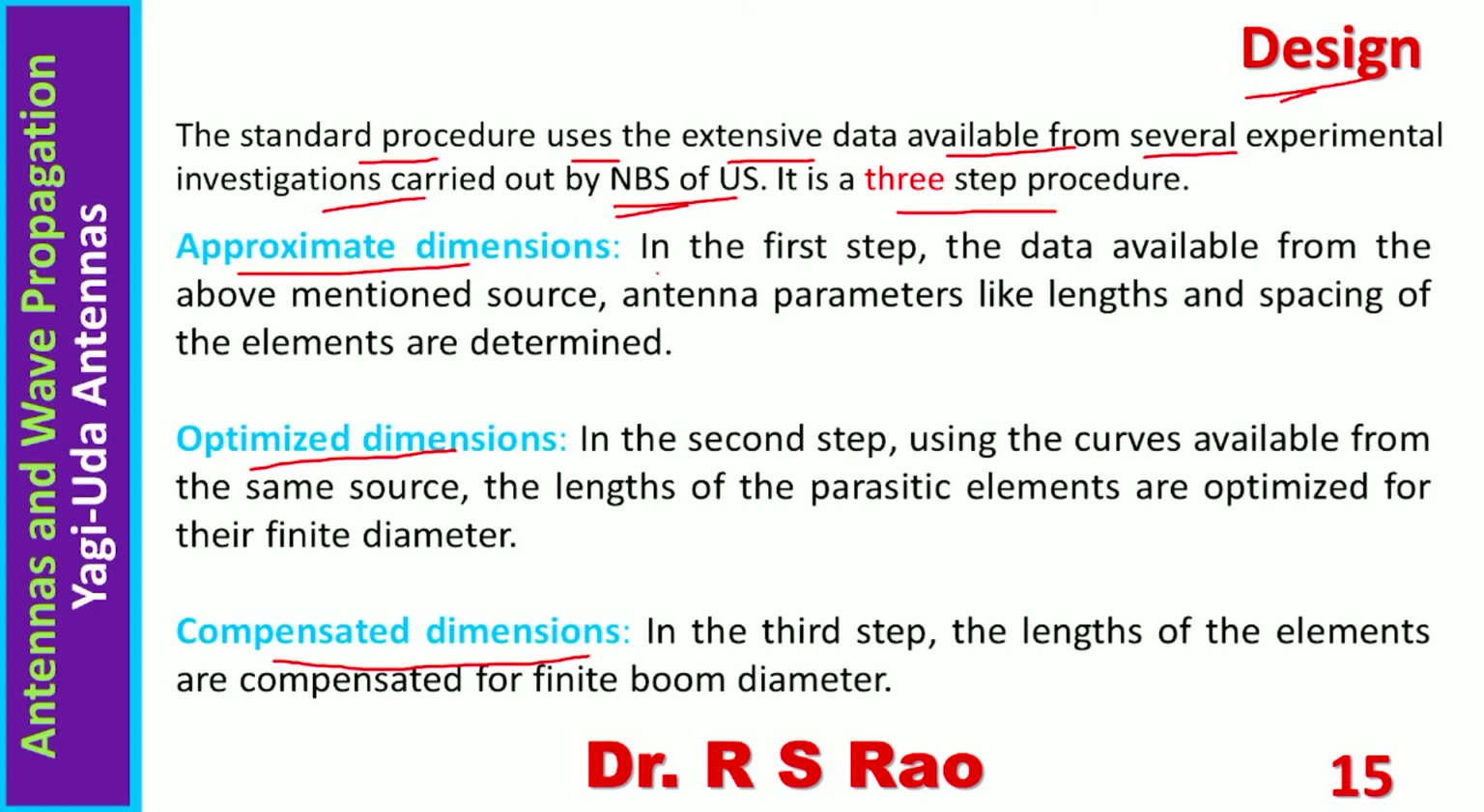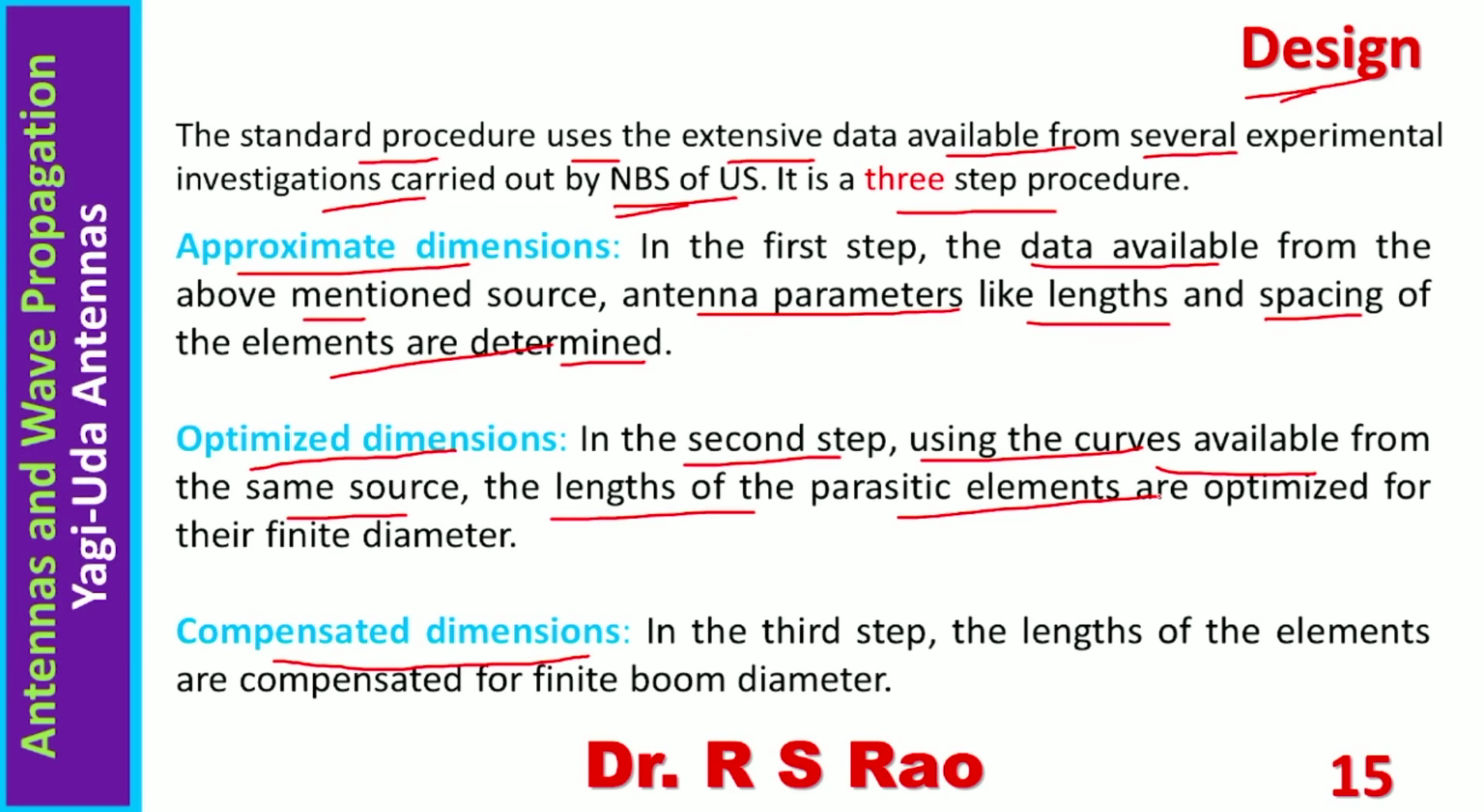In the first step, that is in finding approximate dimensions, from the data available from the above mentioned source, antenna parameters like lengths and spacing of the elements are determined. In the second step, optimized dimensions are determined using curves available from the same source. The lengths of the parasitic elements are optimized for their finite diameter. In the last step, that is determination of compensated dimensions, the lengths of the elements are compensated for finite boom diameter.